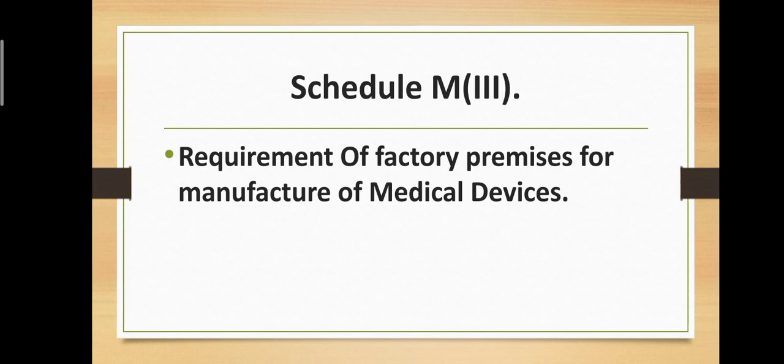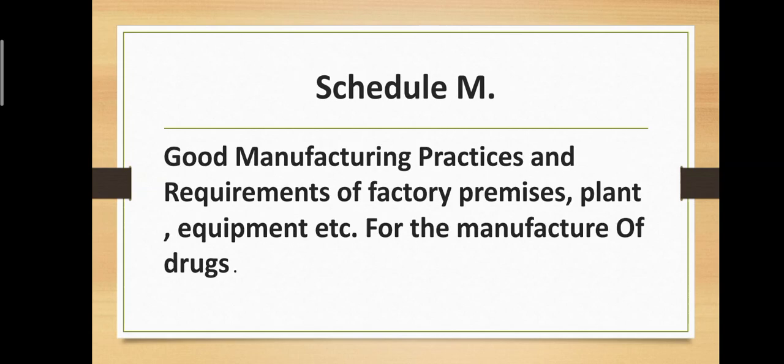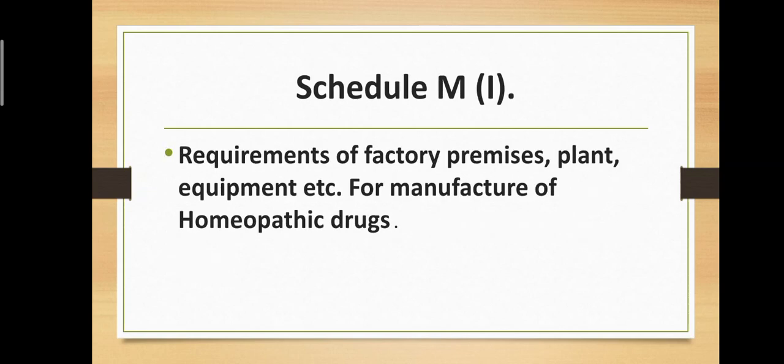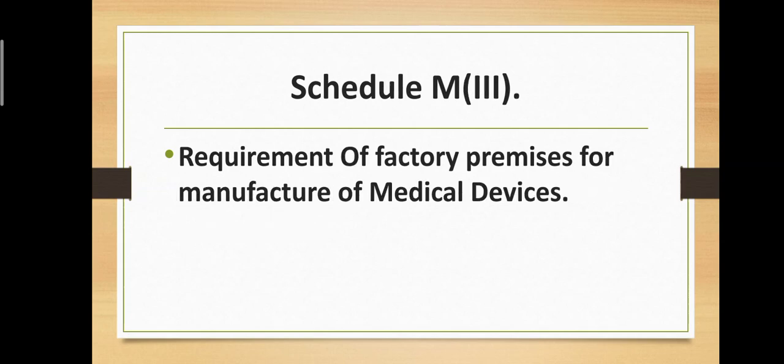Let's see the difference between Schedule M, M1, M2 and M3. M means good manufacturing practices. M1: manufacture of homeopathic drugs. M2: manufacture of cosmetics. And M3: manufacture of medical devices.